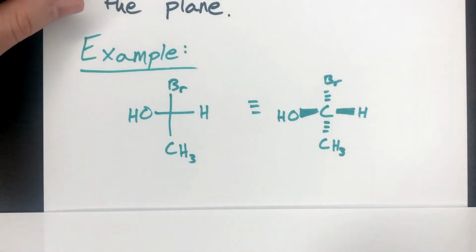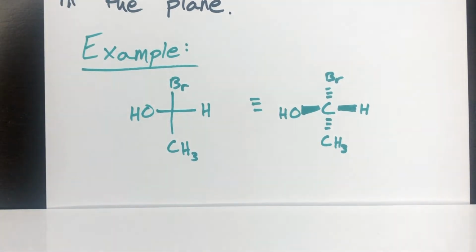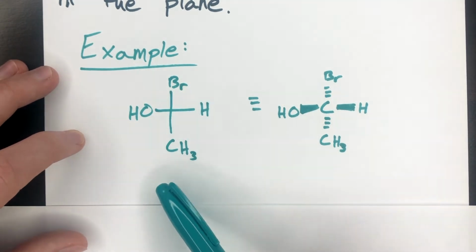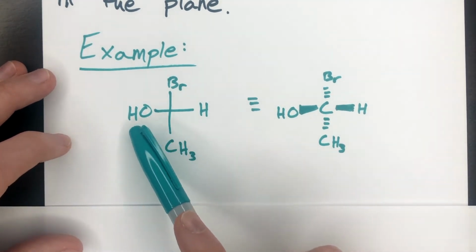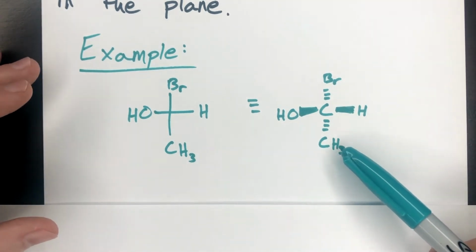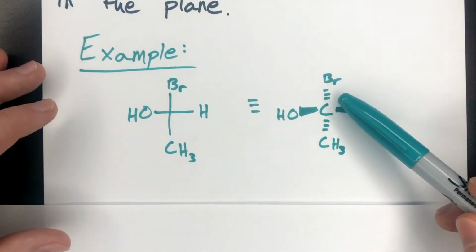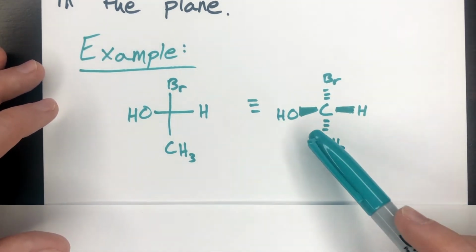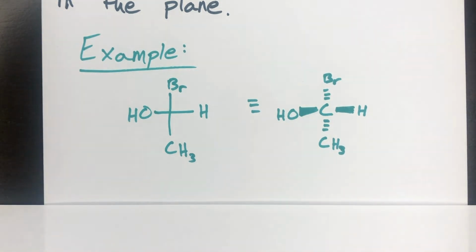Here we just have a Fischer projection. Again, this shows the tetrahedral carbon, this sp3 carbon, such that the bromine is up, the methyl group is down here, and then OH and hydrogen are on the horizontal. So what this actually means in a three-dimensional structure is that this bromine is back, in the plane, this methyl group is back in the plane, and the OH and the hydrogen are out of the plane. So let's look at a molecular model to represent what we're looking at here.